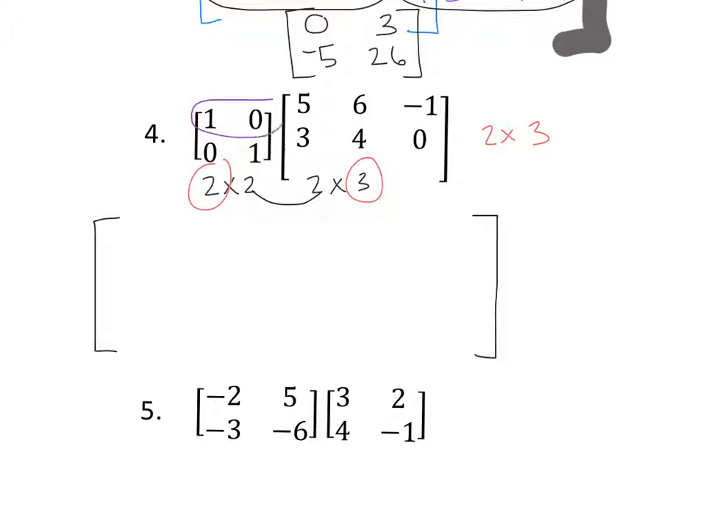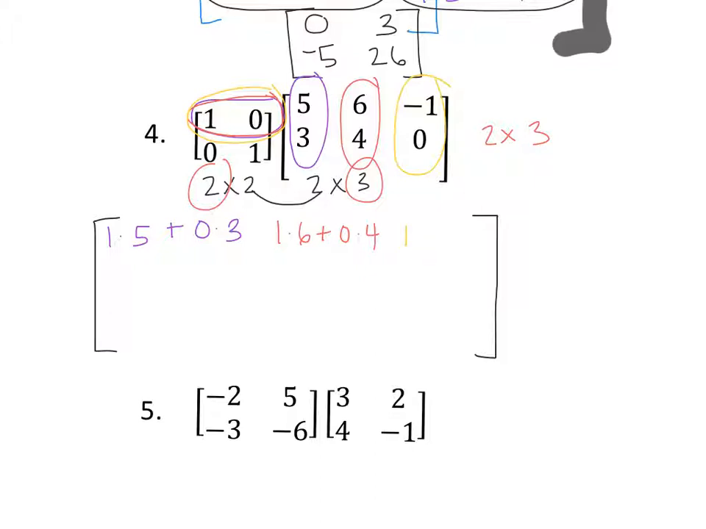So I'm going to multiply these, put these two together. So it's 1 times 5 plus 0 times 3. Then I'm going to multiply 1 0 by 6 4. So it's 1 times 6 plus 0 times 4. Then I'm going to change color again and multiply 1 times 0 plus negative 1 times 0. 1 times negative 1, oh I said that wrong, plus 0 times 0. Okay, then I'm going to do my second row.